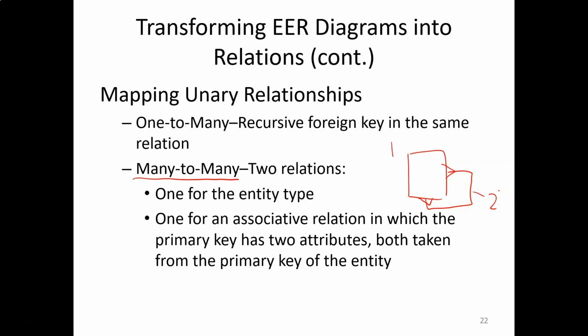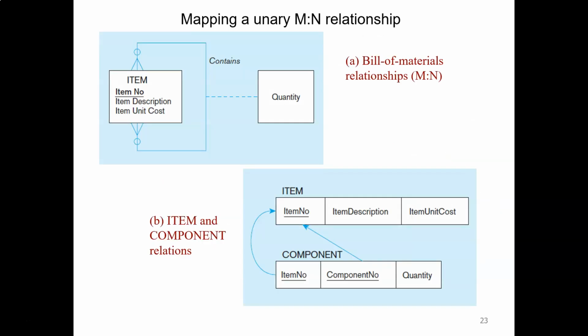So two tables, one for an associative relation in which the primary key has two attributes, both taken from the primary key of the entity. So what does this mean? If you look at this example here, this is the bill of material situation. You have an item that contains other items, and one item can be part of many other items. So it's a many-to-many unary relationship. So what you do is, for the first entity item, you create a table. And then you create another table for the many-to-many relationship, kind of like an associative entity here.